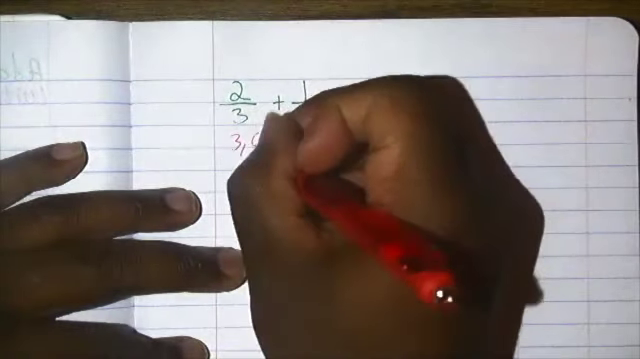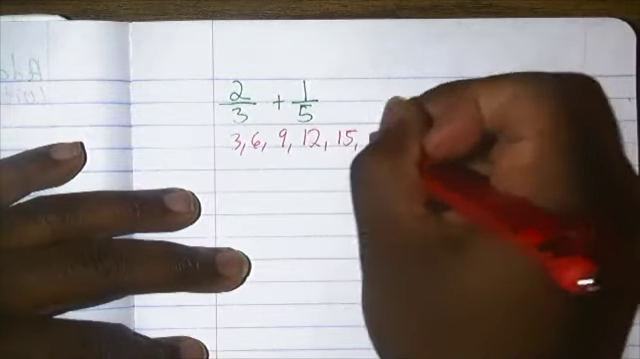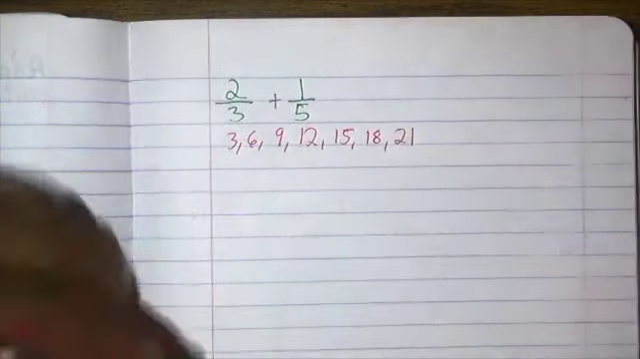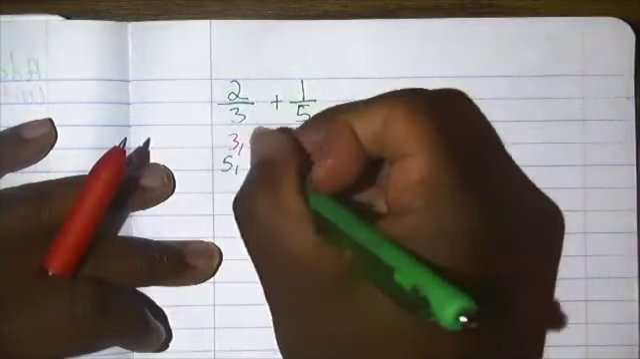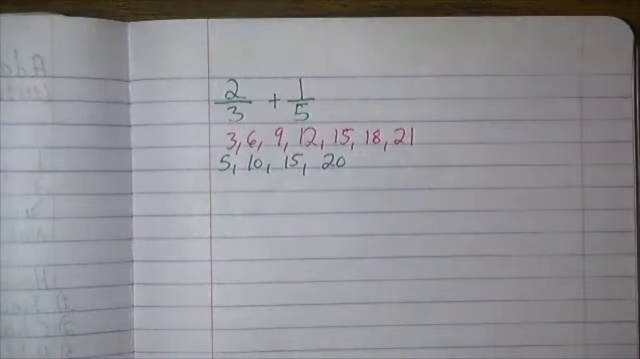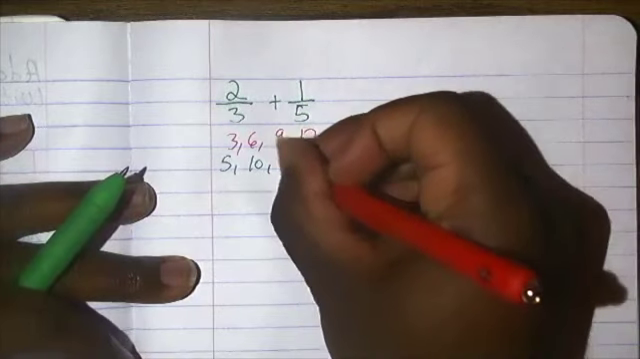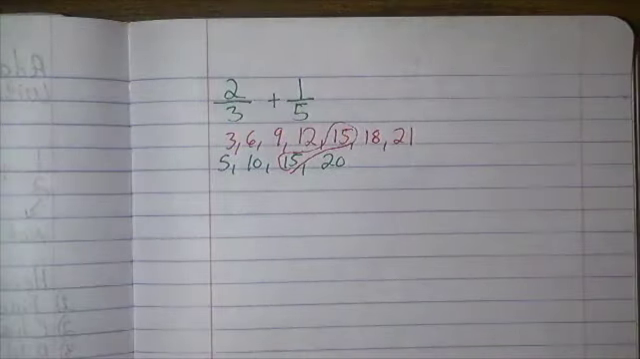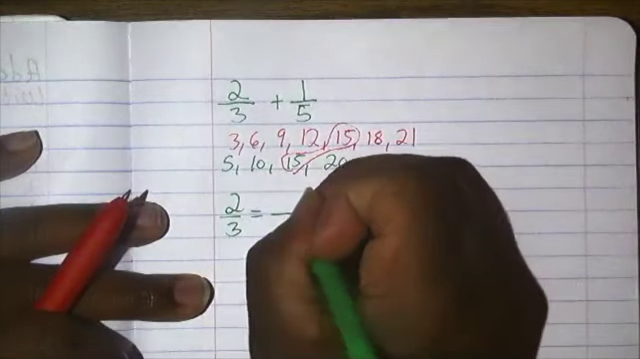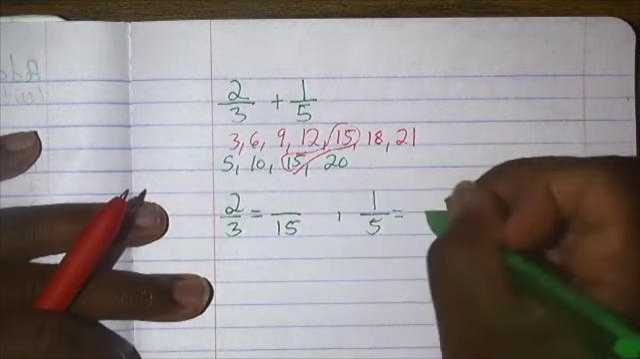Because I have 3, 6, 9, 12, 15, 18, 21, right? And for my fives, I have 5, 10, 15, 20. Do you already see it? Yeah, you do. Because my lowest common multiple for my denominators is going to be 15, right? So now I can change my fractions. I have 2/3 going to be equal to something over 15.